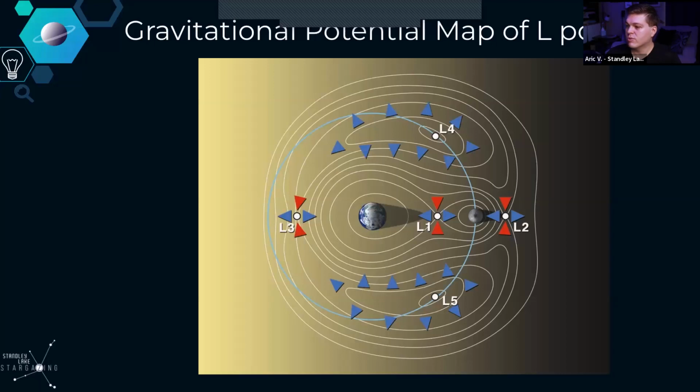Let me try and draw on the screen briefly. Maybe I can't do that. Well, okay, I'll just describe it. So as these objects are moving around, imagine them moving counterclockwise. So the Earth is fixed in the center of the frame. The Moon is moving counterclockwise, just by arbitrary convention here.